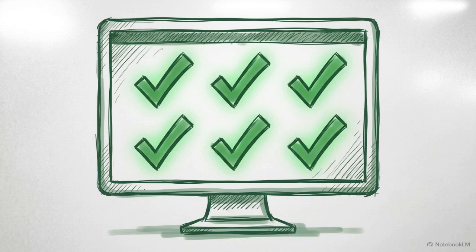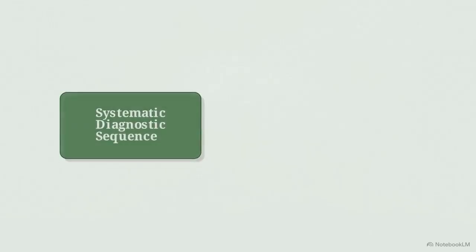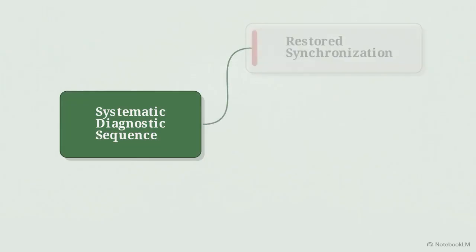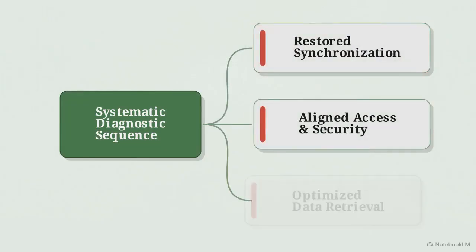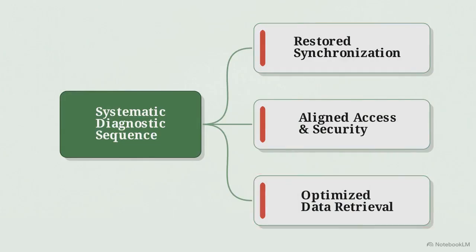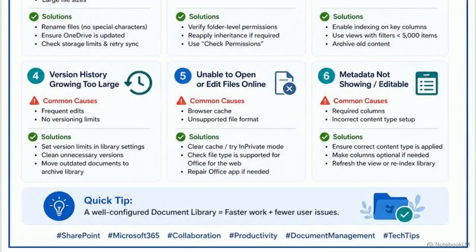We have completed the diagnostic sequence and addressed all 6 critical failure points. Systematically applying these fixes restores standard synchronization, aligns access with organizational rules, and keeps data retrieval within the system's performance limits. As the quick tip on our roadmap confirms, a well-configured document library directly equals faster work and fewer user issues.